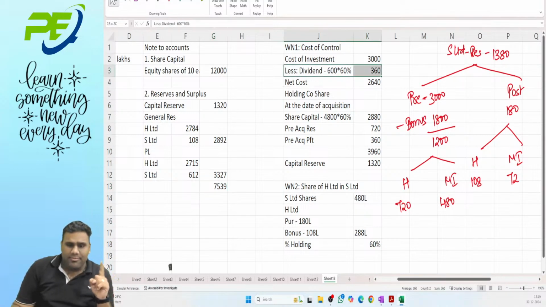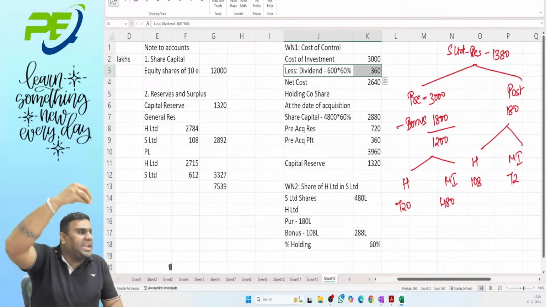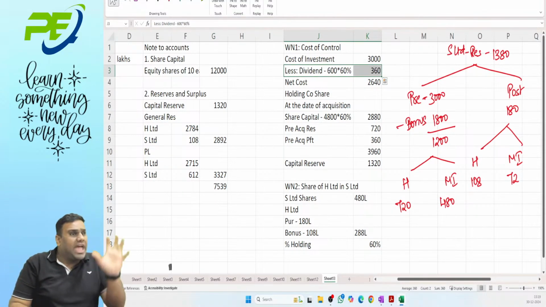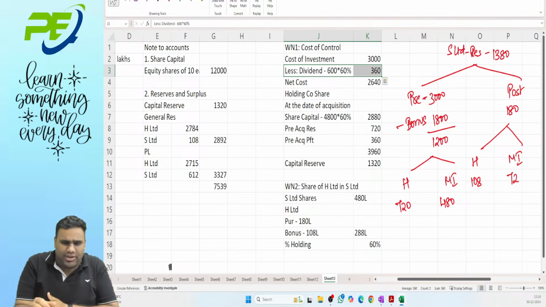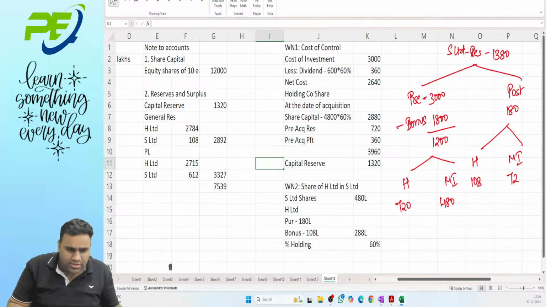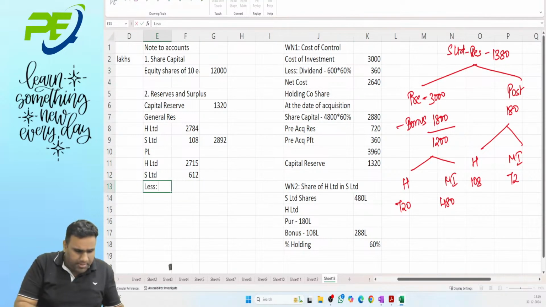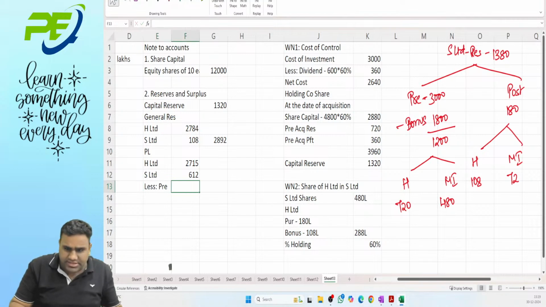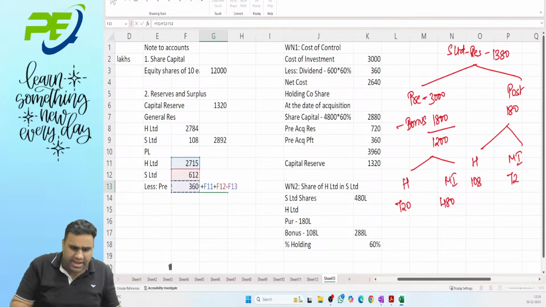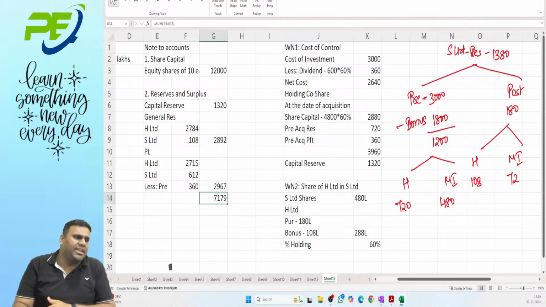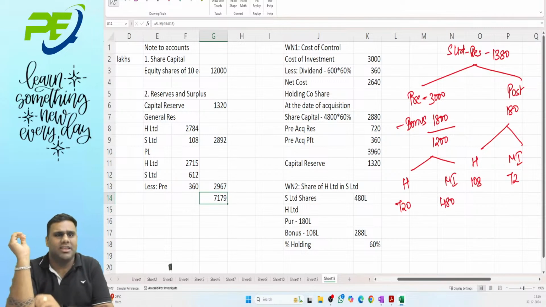Very good. What has the holding company done? They have credited dividend to P&L. So that is wrong credit to P&L. Now we have to reduce that. So less pre-acquisition dividend 360. So holding plus subsidiary minus the reserve which they have wrongly credited. Now the total is 7179.